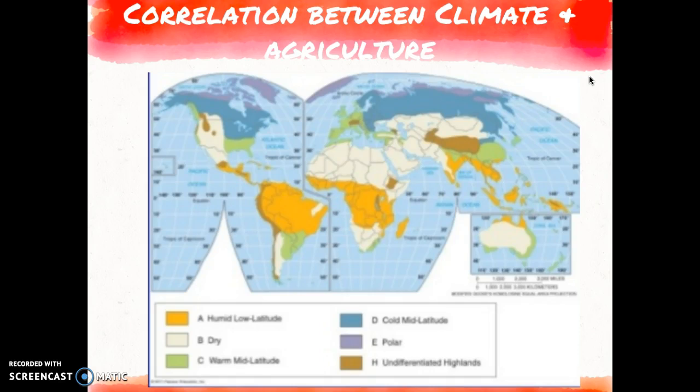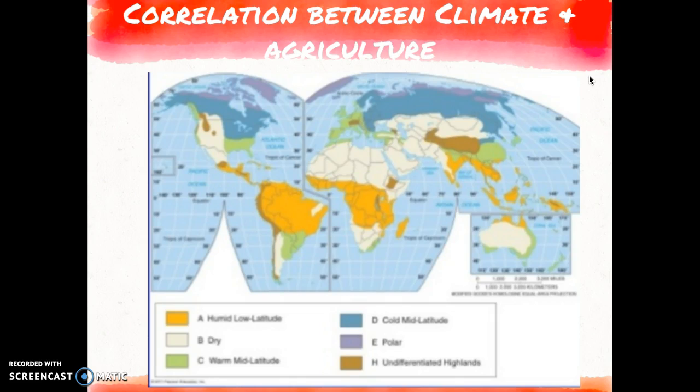It's important that you know that there is a correlation between climate and agriculture. What this means is the reason why there are different types of agriculture in different places in the world has to do with three things. It has to do with climate, soil, and culture.